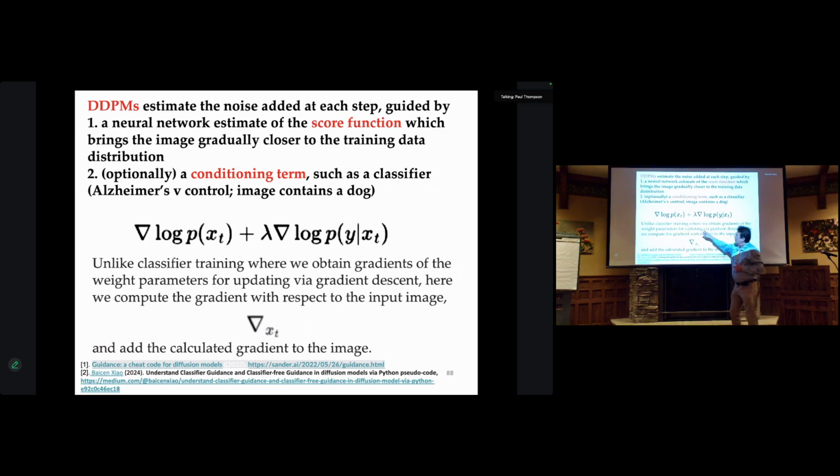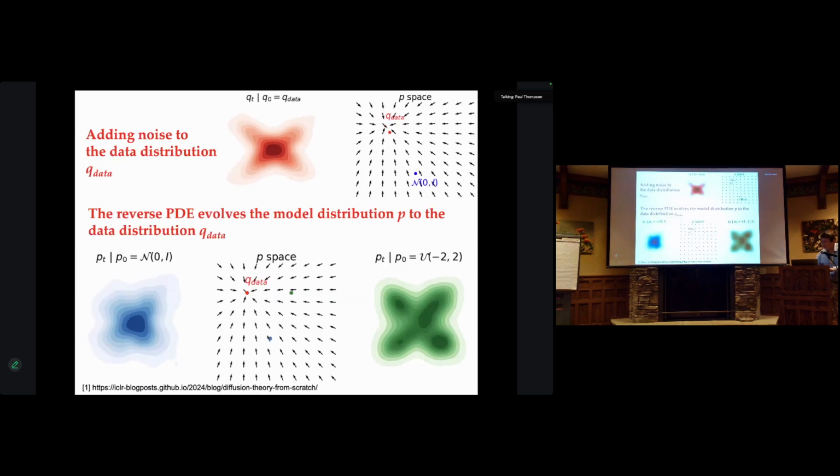Now, I want to make a distinction. Unlike classifier training, where we obtain gradients of the weight parameters for updating by gradient descent, here we compute the gradient with respect to the input image. So we're changing the image. The image is not very good, it's noisy, and we're calculating the change in the image to make it have a certain property, like an Alzheimer's patient or a 10-year-old or something like that. And the theory of this is just fantastic. All of you who are applied mathematicians would really enjoy this.